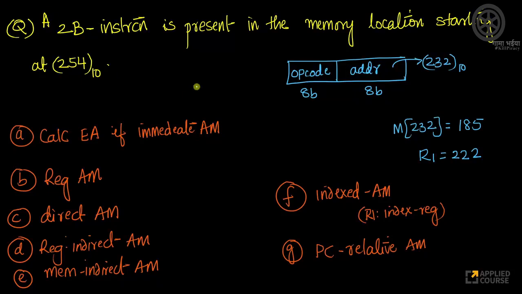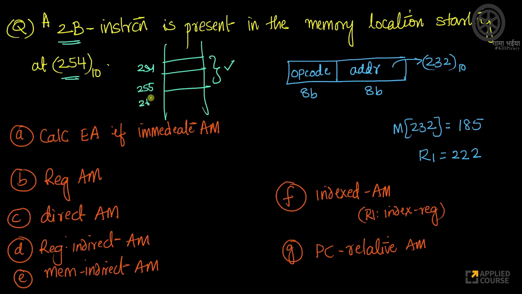Let's look at this question. This question says that you have a 2-byte instruction that is present in the memory location starting at 254. Okay, so it's starting at 254. That's the memory location it is starting at. It's a 2-byte instruction, right? So in memory location 254, this instruction starts. This instruction is 2 bytes, so it's also there in byte 255. Okay, unless otherwise stated, we'll simply assume that this memory is byte addressable. So in these two you have the instruction.